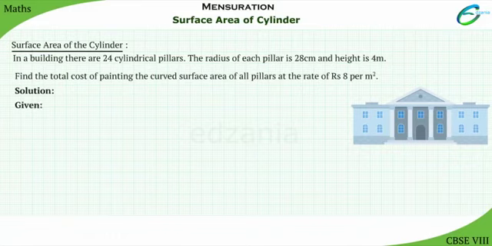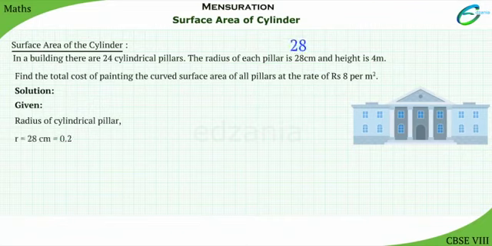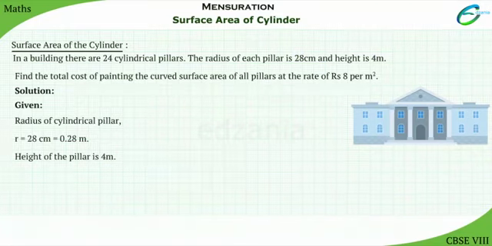What is given here? Given the radius of the cylindrical pillar is 28 centimeters and the height of the pillar is 4 meters. We need to find the total cost of painting the curved surface area of all 24 pillars, where the cost of painting an area of 1 meter square is rupees 8.